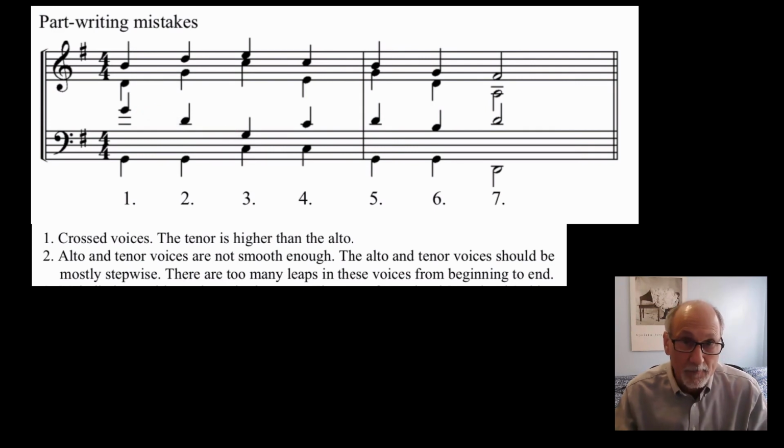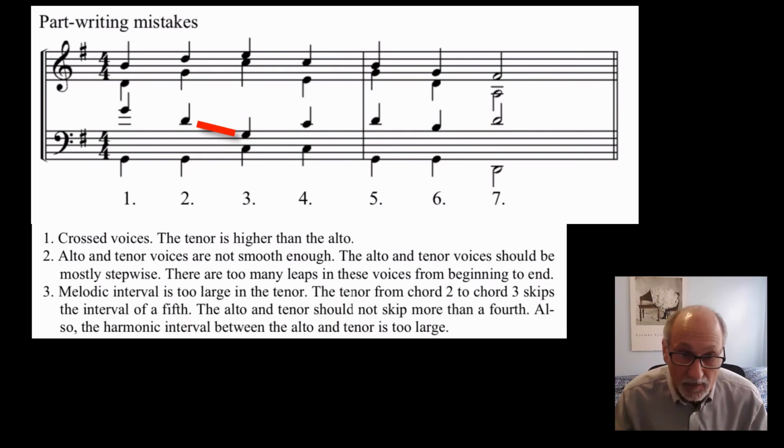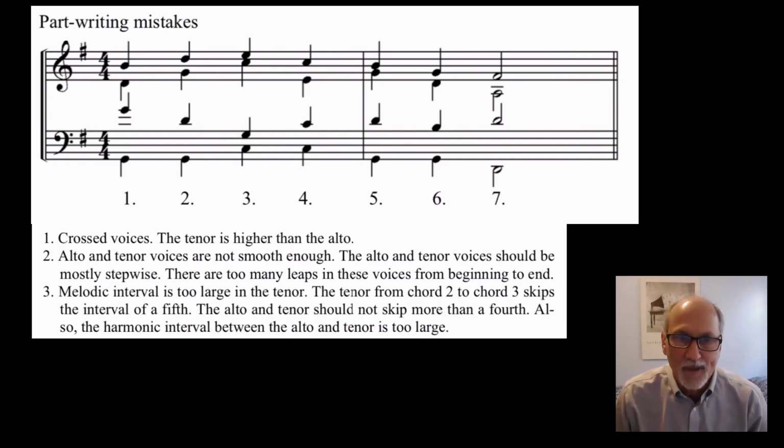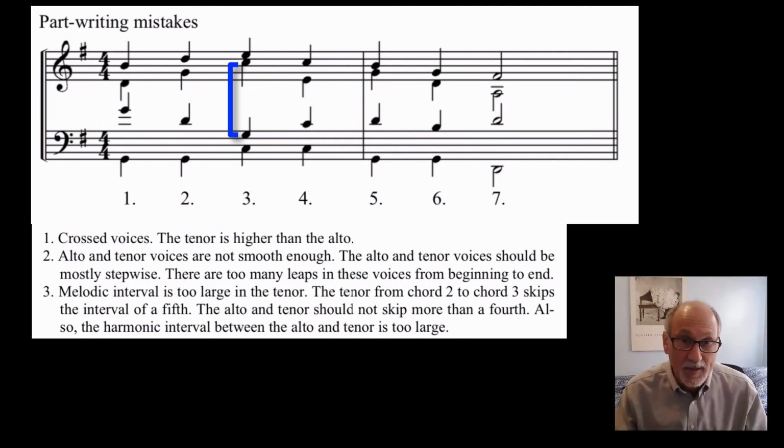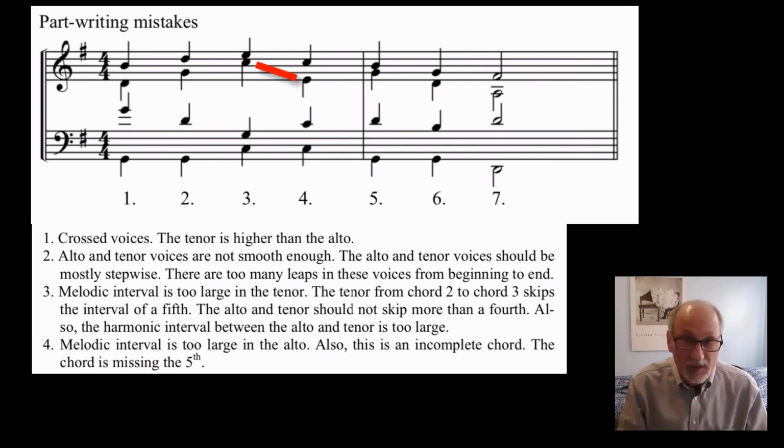Look at chord number 3. In chord number 3, that melodic interval in the tenor is definitely too large. Moving down a fifth. We never want it to move more than a fourth. Also, the harmonic interval between the alto and the tenor is too large. It can't be more than an octave. Take a look at chord number 4. Here, the melodic interval is too large in the alto, moving from the C in the previous chord to the E in this chord. We don't want those inner voices to move more than a fourth.